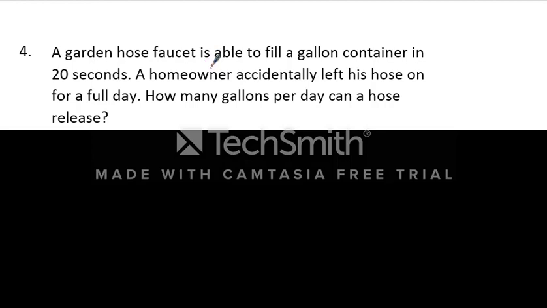Alrighty, number 4. So this particular problem, once again, let's figure out what the question wants me to answer. It says how many gallons per day. So I want to know how many gallons in 1 day the hose can release. So I know I need some kind of unit that deals with gallons, right?